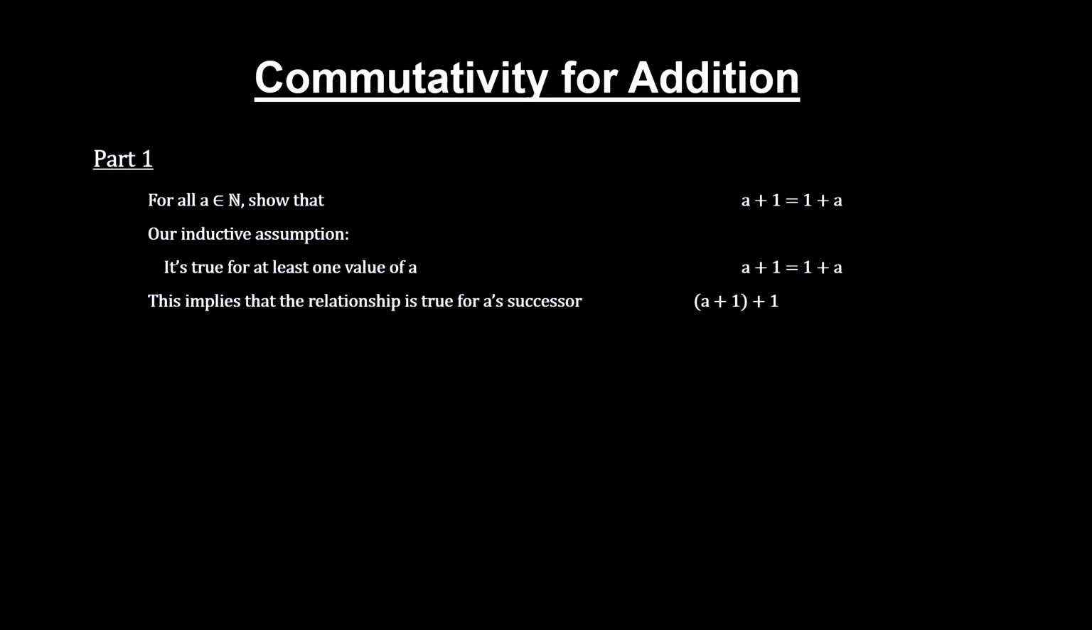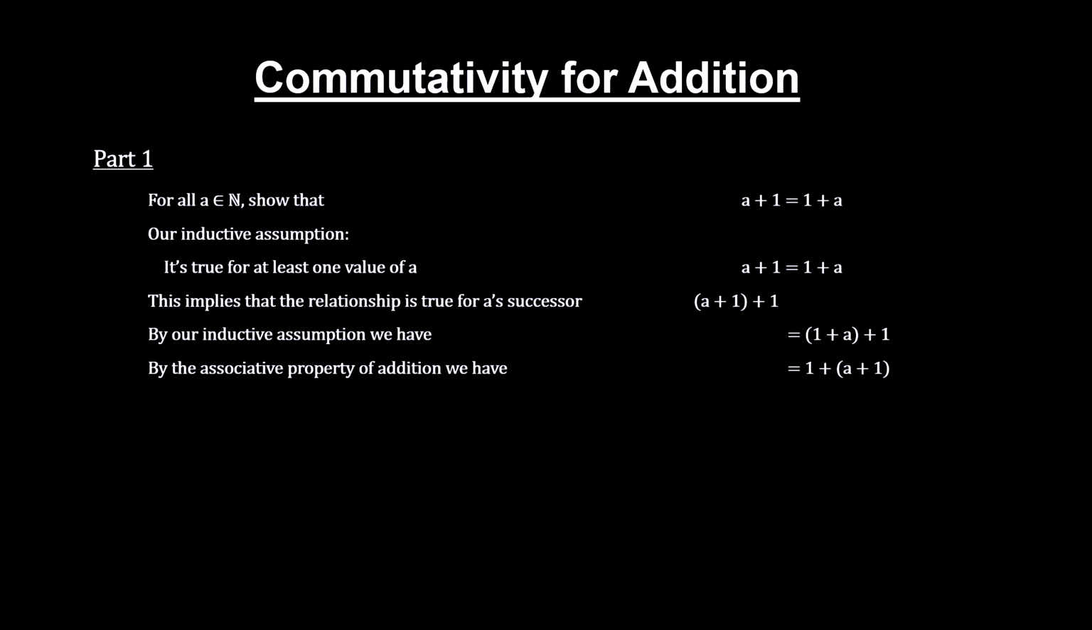We start with (a plus 1) plus 1. We can set it equal to (1 plus a) plus 1 by our inductive assumption. And we can change that to 1 plus (a plus 1) by the associative property. And we're done.